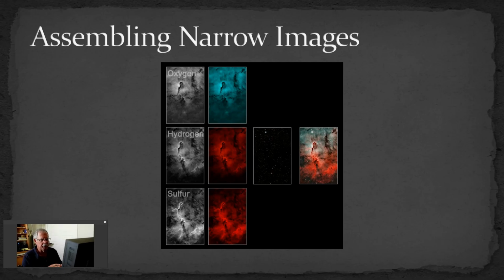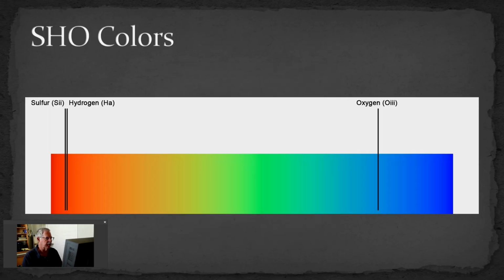The problem is it's not an informative image because in all this red, we don't really know what's hydrogen and what's sulfur. So if we want to know more about what the nebula is made of and less about what it just might look like if we could actually see all these colors, we need to do something different. And what we do is translate the color.